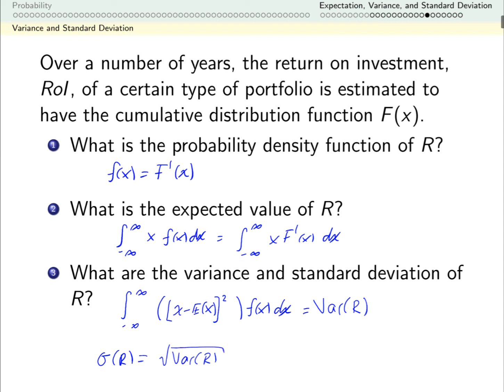So if you were given something for the cumulative distribution function and you wanted to compute these, you would have to sort of do them in order. So the last page, we could just use the cumulative distribution function as it is. For the probability density function, we'd have to differentiate. And then we would use this thing we got to find the expected value. And then we would use the expected value to find the variance. And then we would use the variance to find the standard deviation.